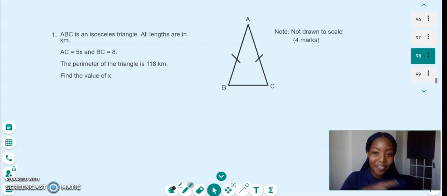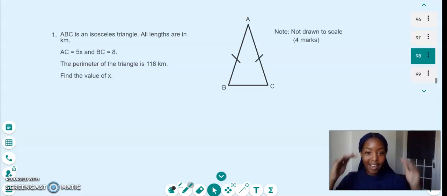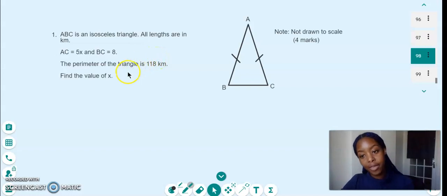So today the theme is algebra, and we're also looking at the perimeter of a triangle. Now this question is 4 marks, but we're going to break it down slowly so that you know how to get all the marks and you know how to do it for the next question. So first, when we look at the question, we know some information, but not all of it. So let's just write down what we know.